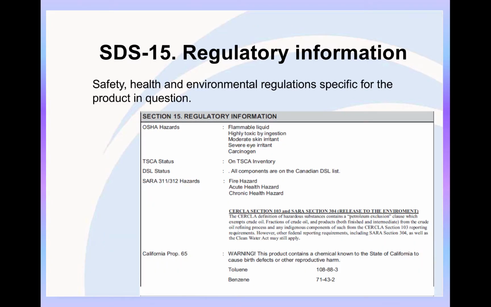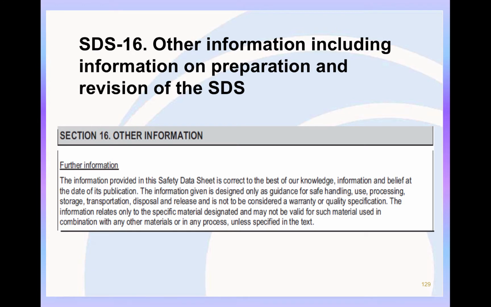Section 15 is the regulatory information. It includes the safety, health, and environmental regulations specific for the product in question. What are the regulatory effects? Different regulatory effects have to be listed for different states or countries that it will be in. Section 16 includes other information, including information on the preparation and revision of the SDS. Okay, when was it revised? When is it next going to be revised? Any disclaimers would go in section 16.